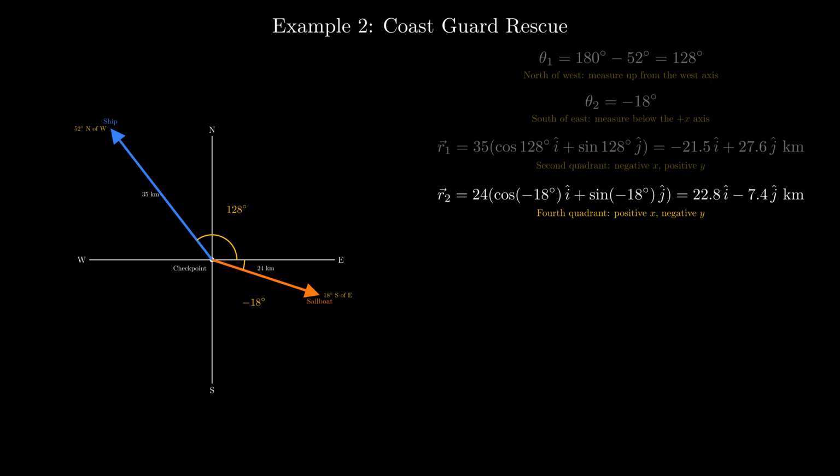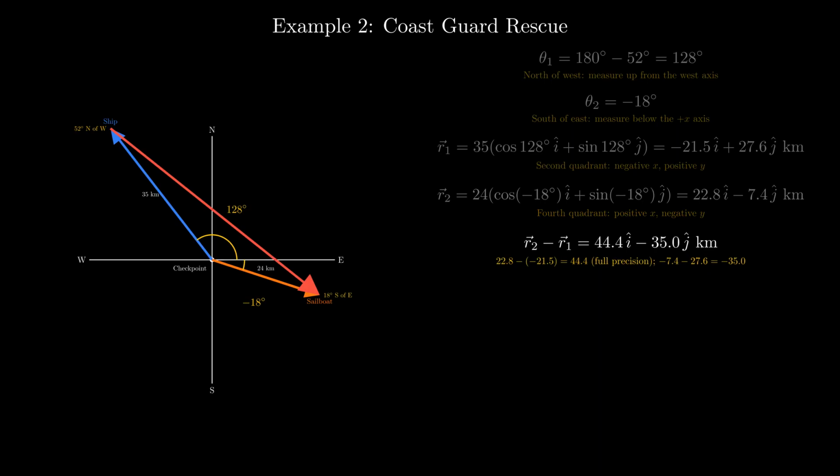The vector the Coast Guard must travel runs from its own position to the sailboat, that is R2 minus R1. Subtract the components. 22.8 minus negative 21.5 gives 44.4 kilometers in x. Keep in mind, we use the full precise values here, so the rounded display digits may look slightly off. Negative 7.4 minus 27.6 gives negative 35.0 kilometers in y.